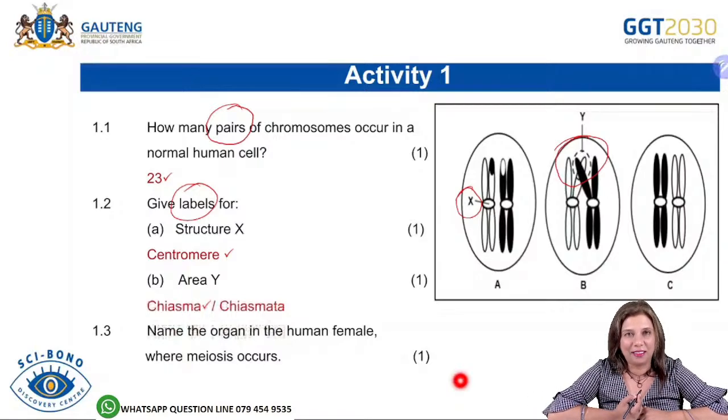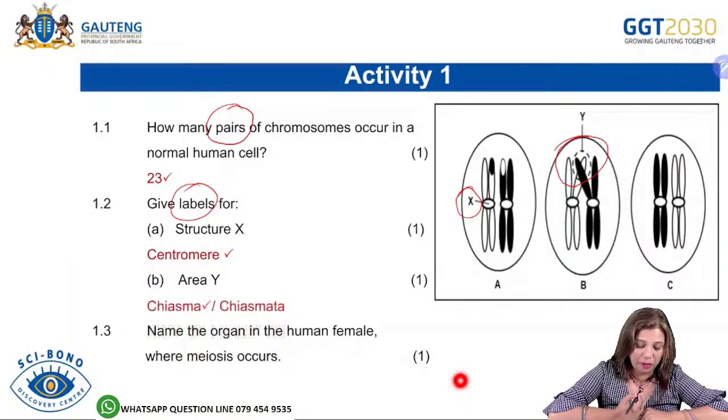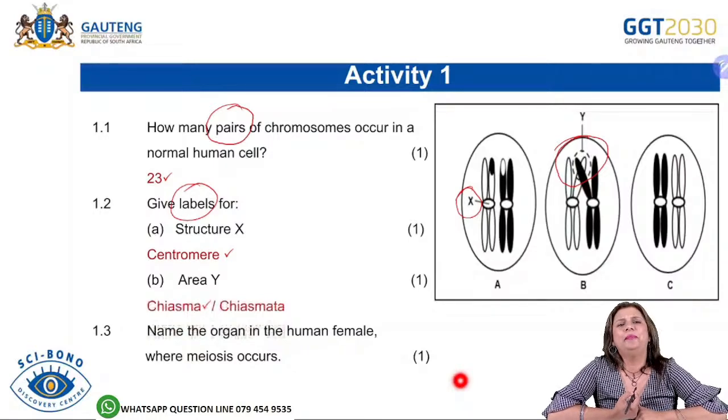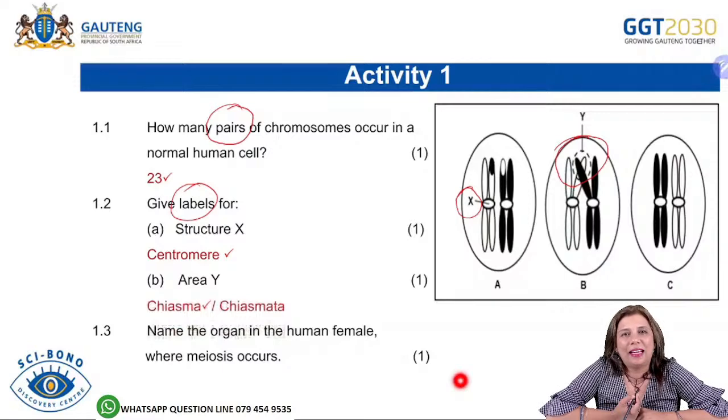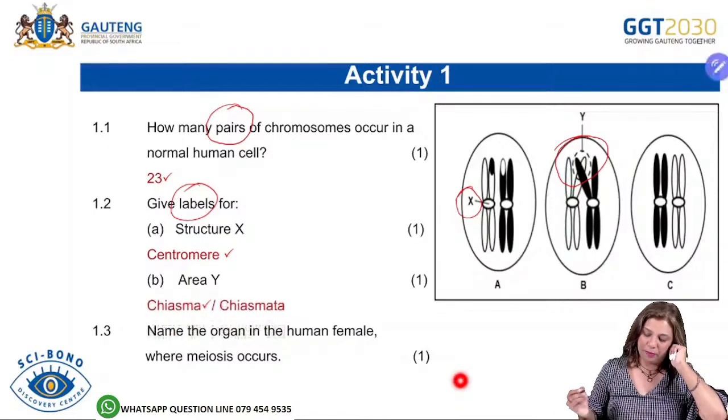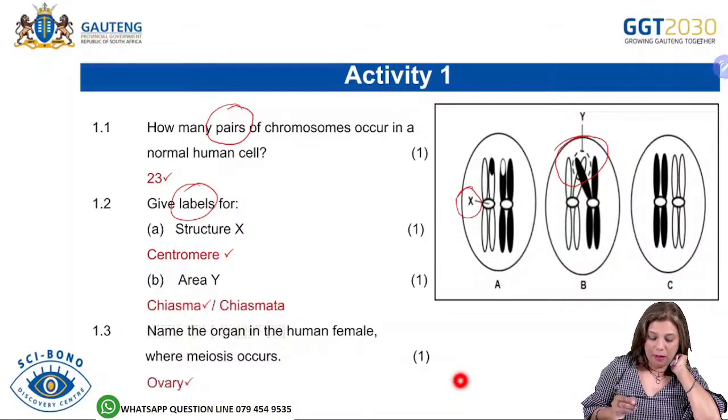Okay, you can make mistakes now, but not at the end of the year. Name the organ in the human female where meiosis occurs. Now, in the beginning of this lesson, we discussed that meiosis takes place in plants and in animals. And we said in animals, it takes place in the male in the testes and in the female in the ovaries. Very good. So this takes place in the ovary.